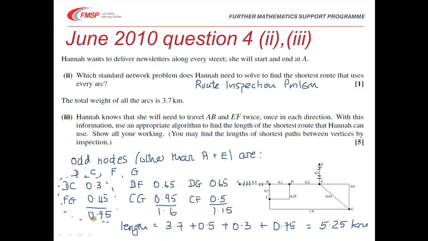So there were 5 marks for that particular bit. So you got 1 for each of these. So that was 3 of the marks. And then you got 1 for making sure that you had to add that on, and then an accuracy mark for adding on the 0.5 and 0.3 as well, and ending up with an answer of 5.25 kilometers.